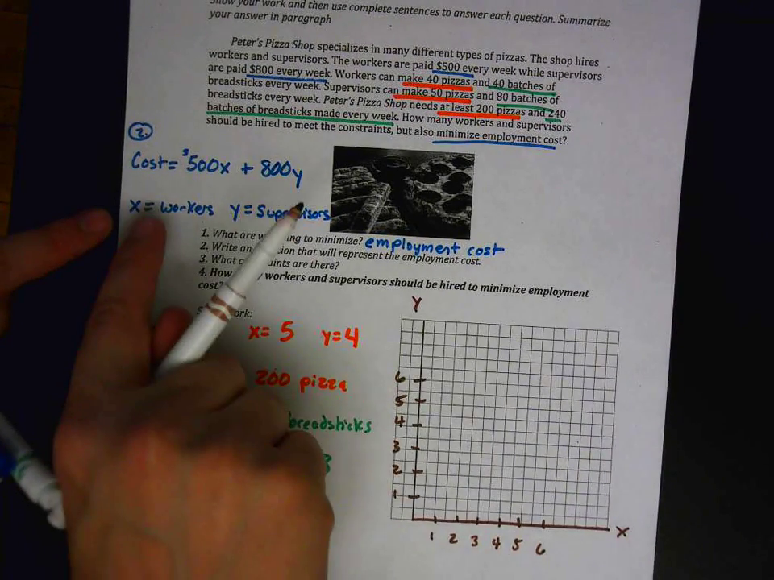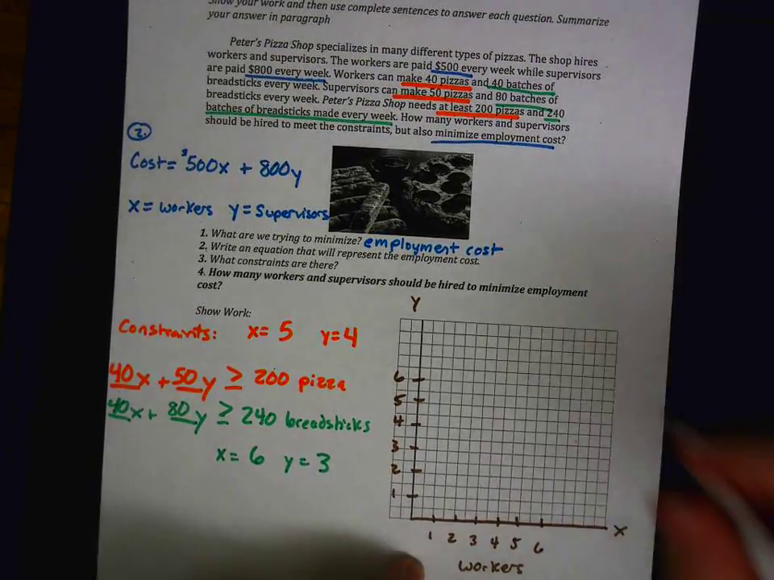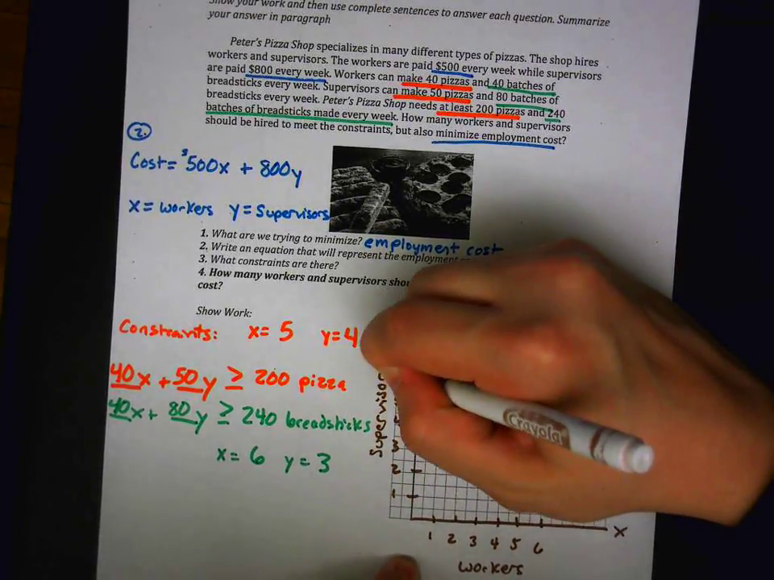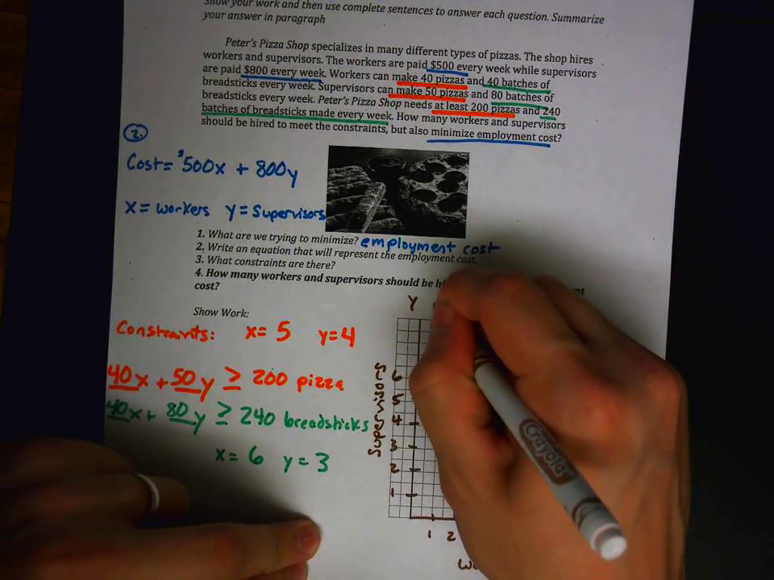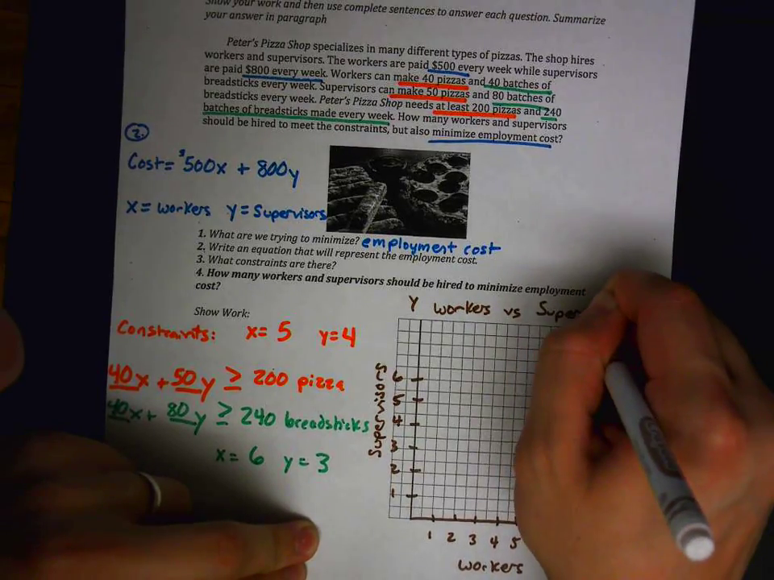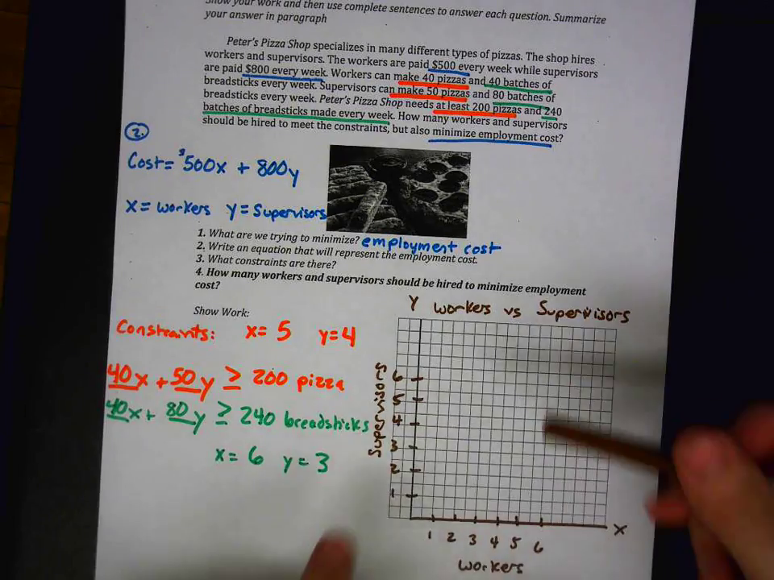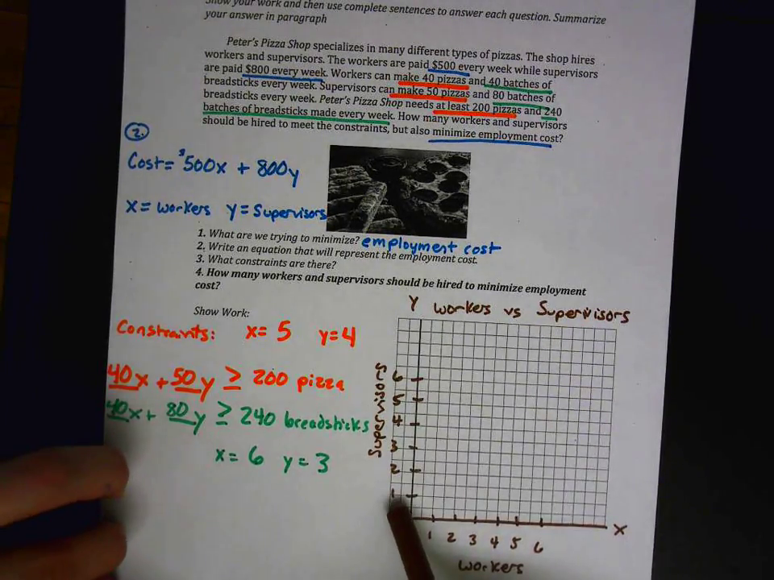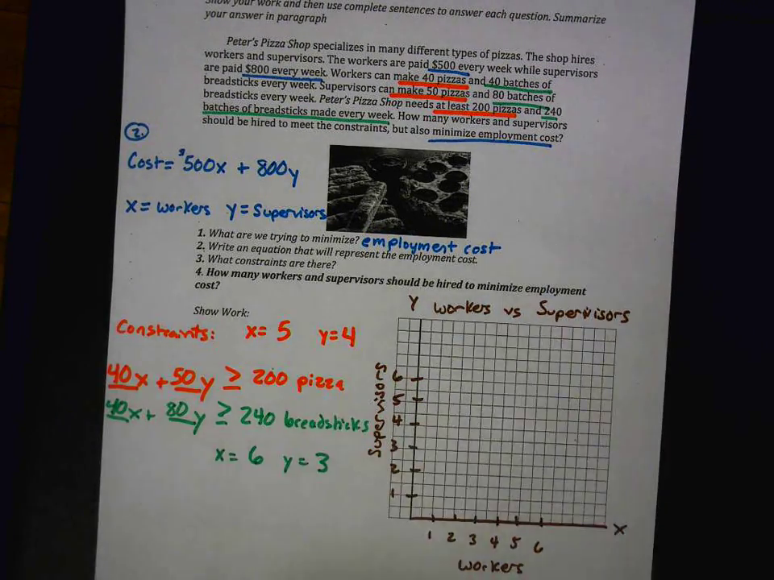I know my x-axis is the amount of workers I have. My y-axis is going to be the amount of supervisors. If I were to graph that, come up with a title, it would be workers versus supervisors. Okay. So I chose my scale based off of making sure I can cover all these x-intercepts. I always have to start at 0. I have to make sure it's the same scale on the x and y axis.